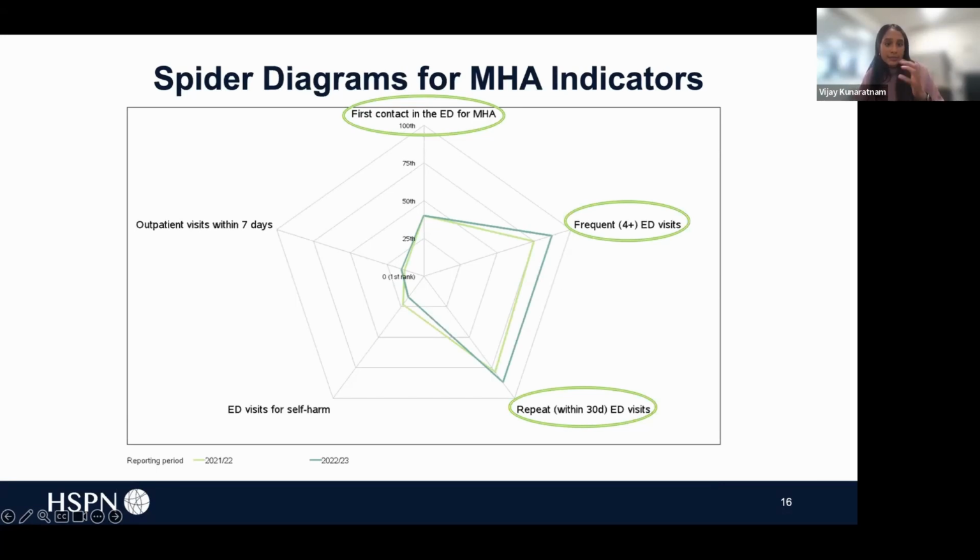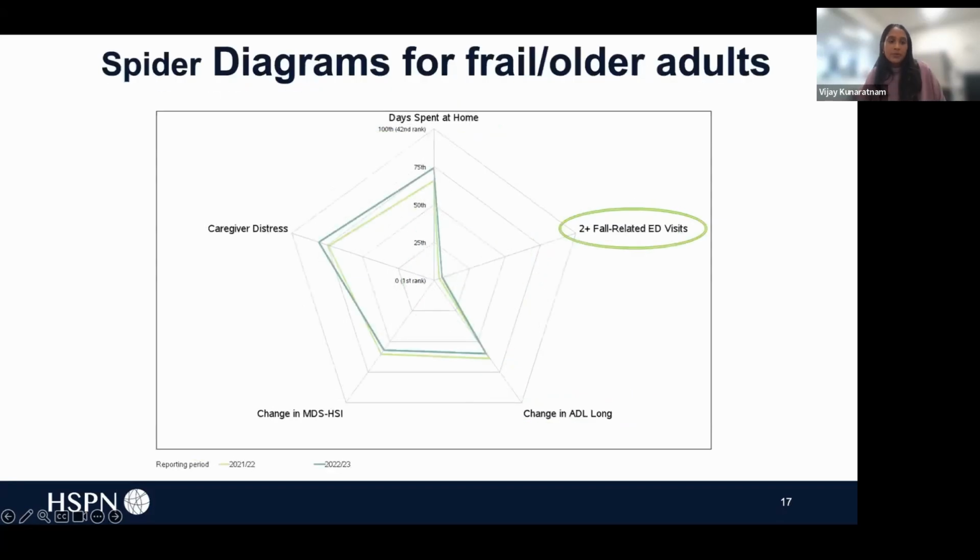Alternatively, when you look at the frequent ED visits and repeat ED visits, there's a bit of a flag that this OHT ranks fairly lower, as the point is quite far from the center. Another thing to note is they've ranked lower compared to the other OHTs in 2022-2023 compared to the previous year.